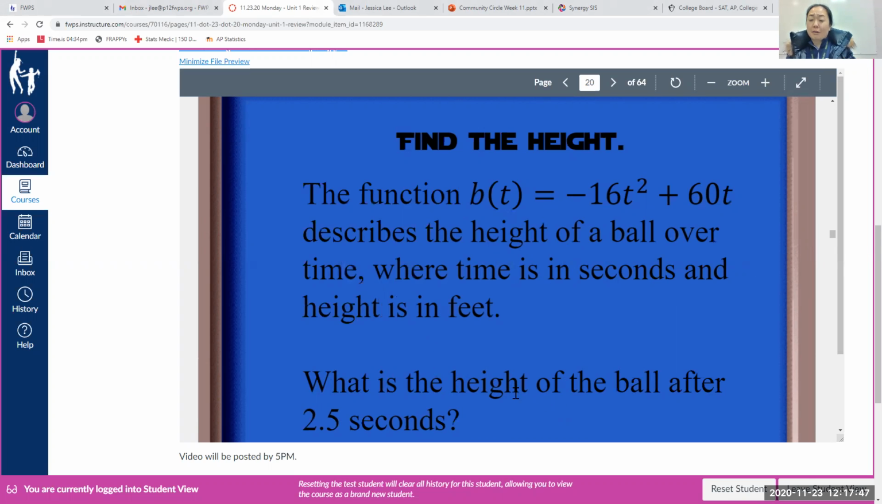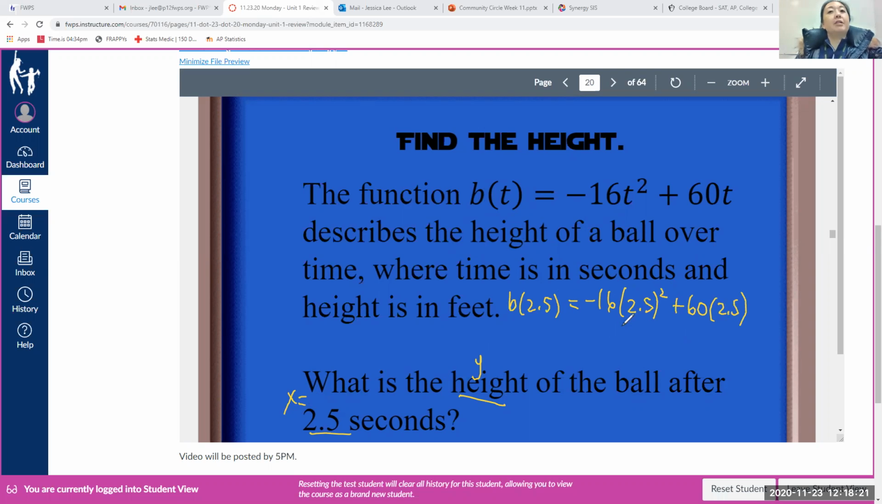You're like, well, we don't have a graph. We don't need a graph, right? Because remember, the height is the y, and the 2.5 seconds, that's our x. So literally, if x equals 2.5, what is y? We know how to do this. So h of 2.5 is equal to negative 16 times, you literally plug in 2.5 for all the t's, 2.5 squared plus 60 times 2.5, right?